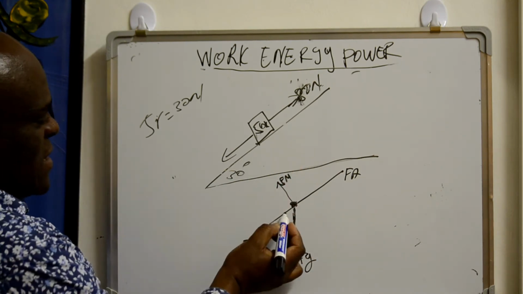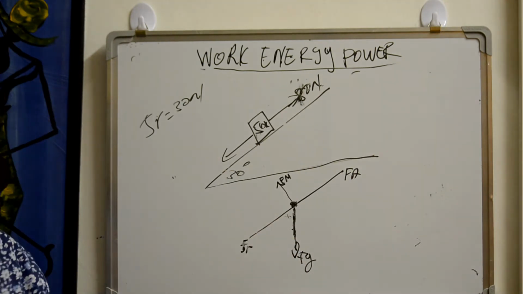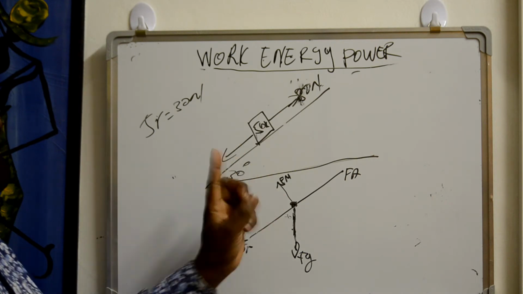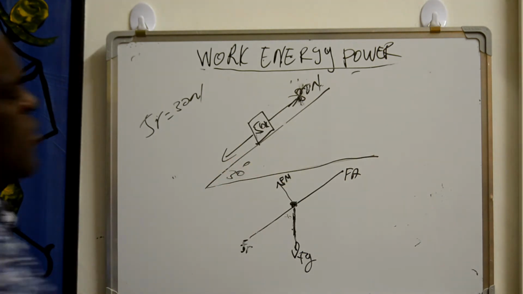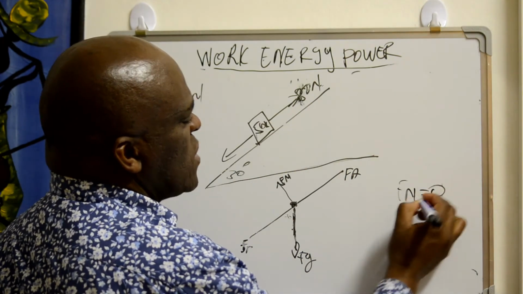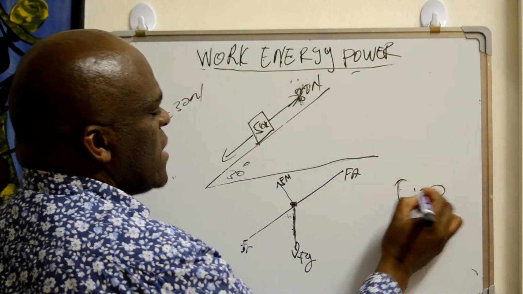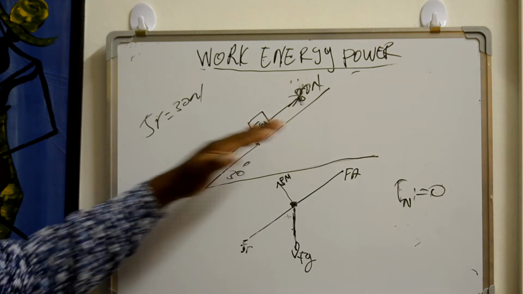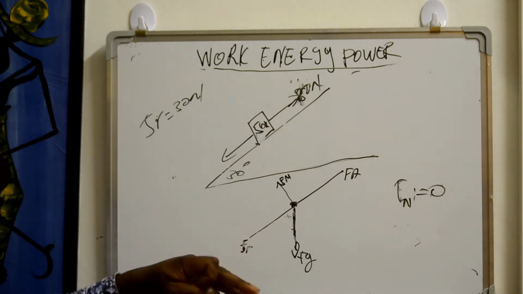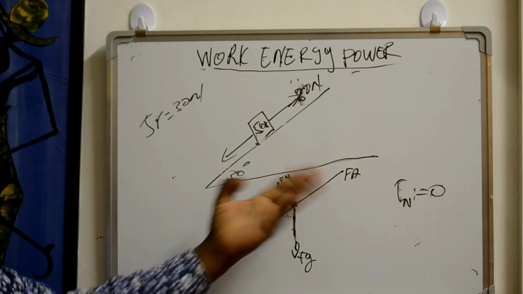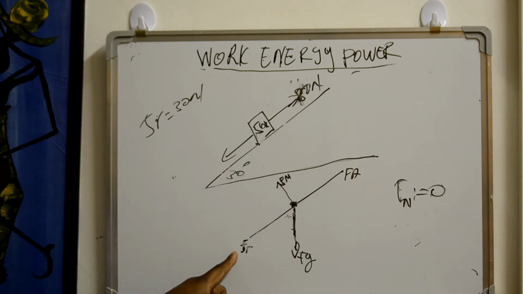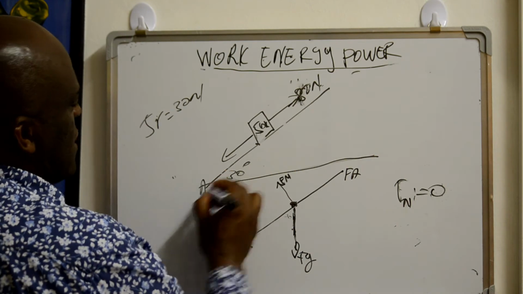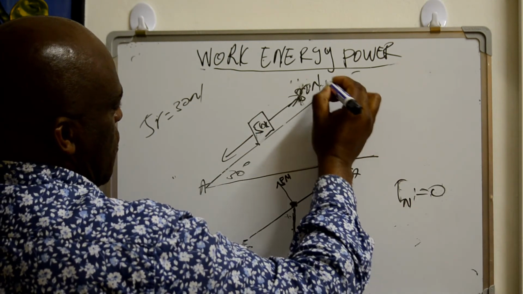You find that this angle is the same as that angle here, but we are not going to have time to prove that. So the work done by the normal force is always equal to 0. It means when the object is on an inclined surface, there are three forces acting: the force applied, friction force, and the force of what? Gravity.